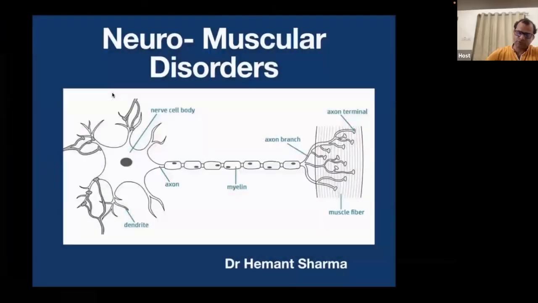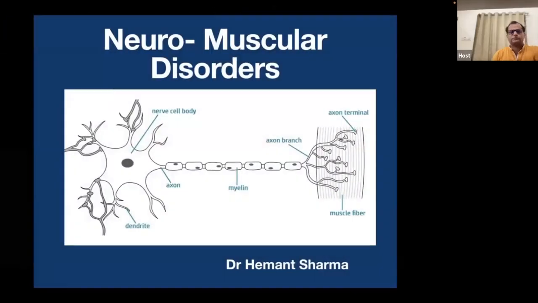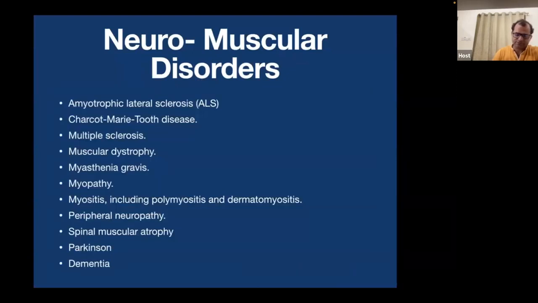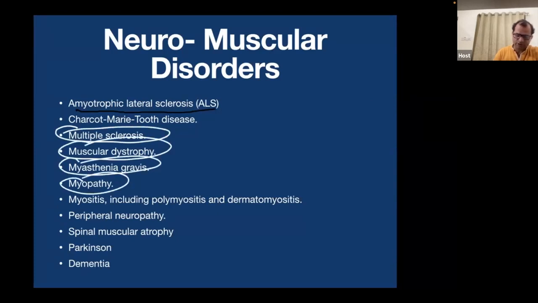Today we are going to discuss neuromuscular junctions, and we'll do the class in English only. Neuromuscular disorders are connected with the nerves and muscles, right? The name itself is telling: neuromuscular disorders. We can see this is the nerve, and there are many disorders like amyotrophic lateral sclerosis. We are aware of the names of multiple sclerosis, muscular dystrophy, myasthenia gravis, myopathy, peripheral neuropathy, right?